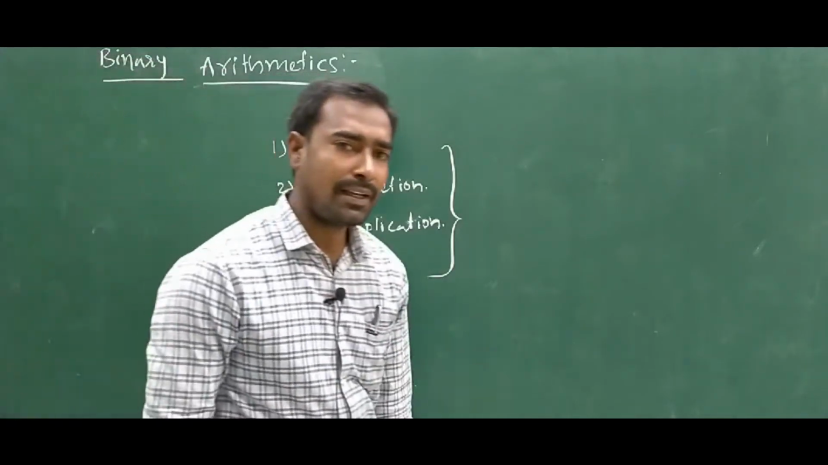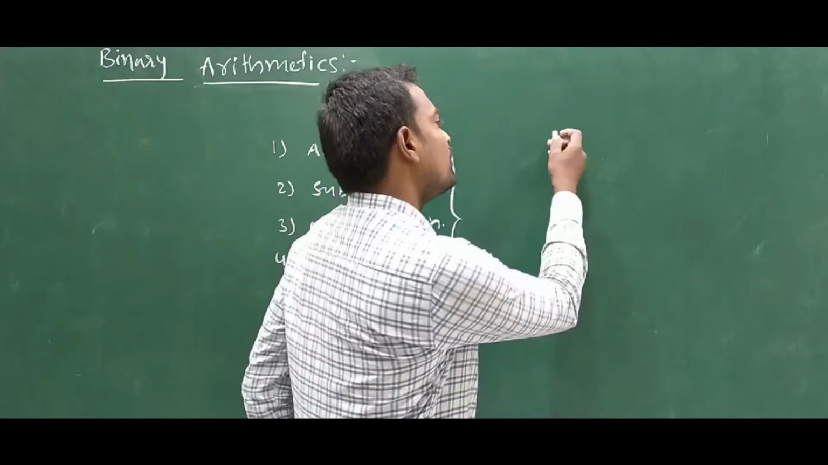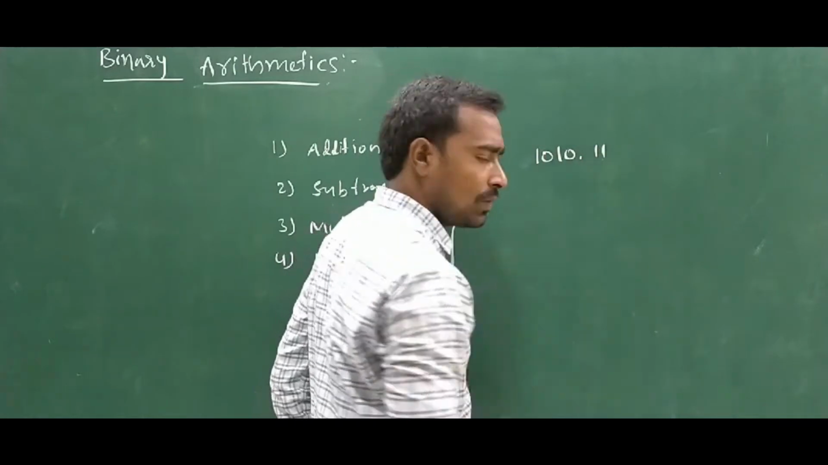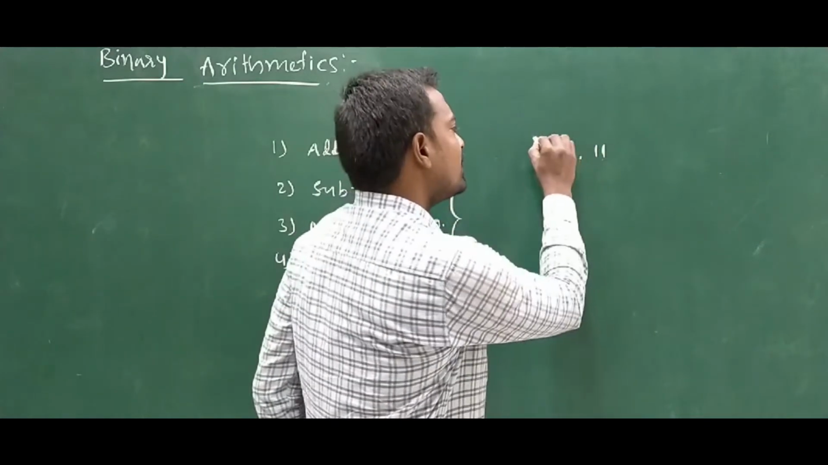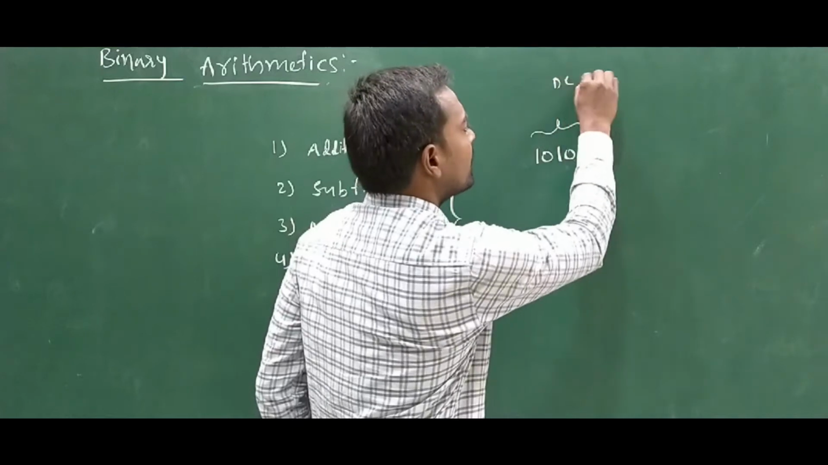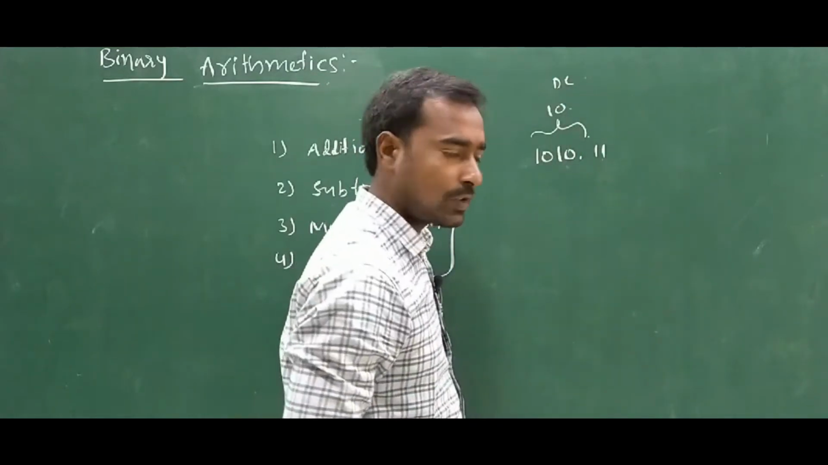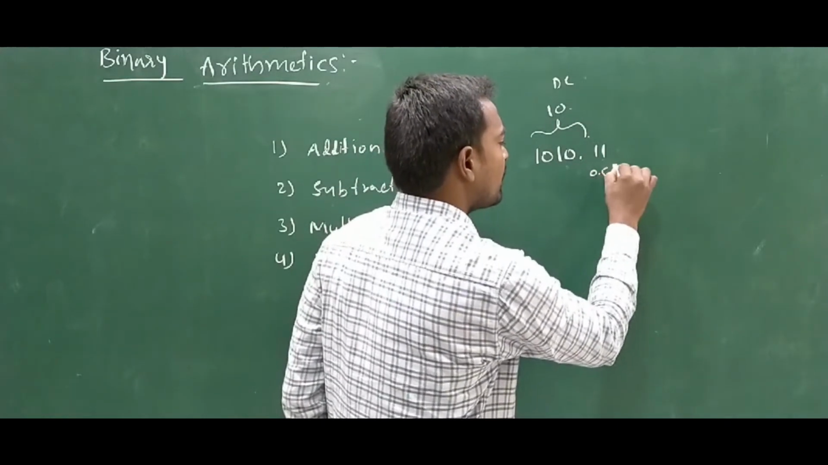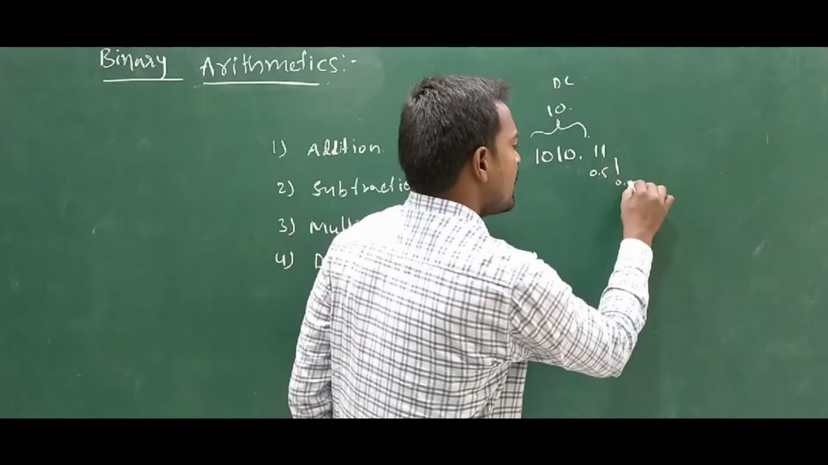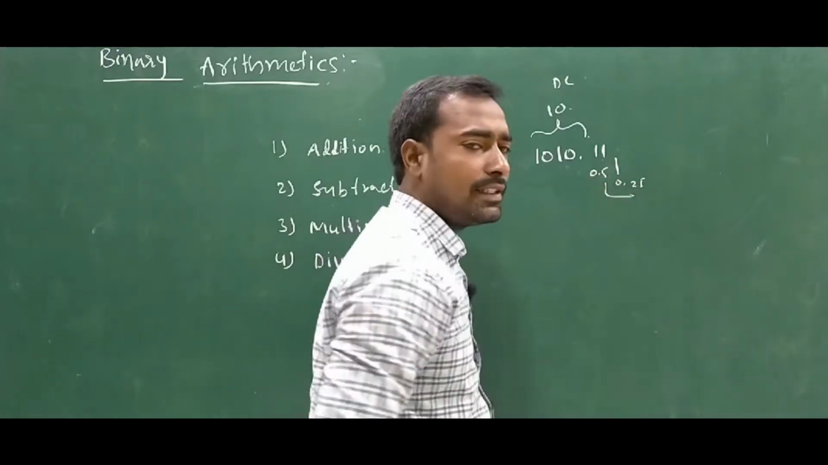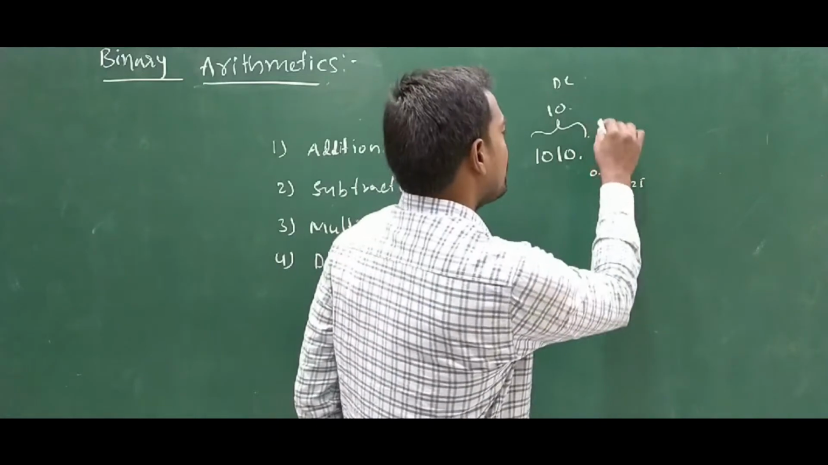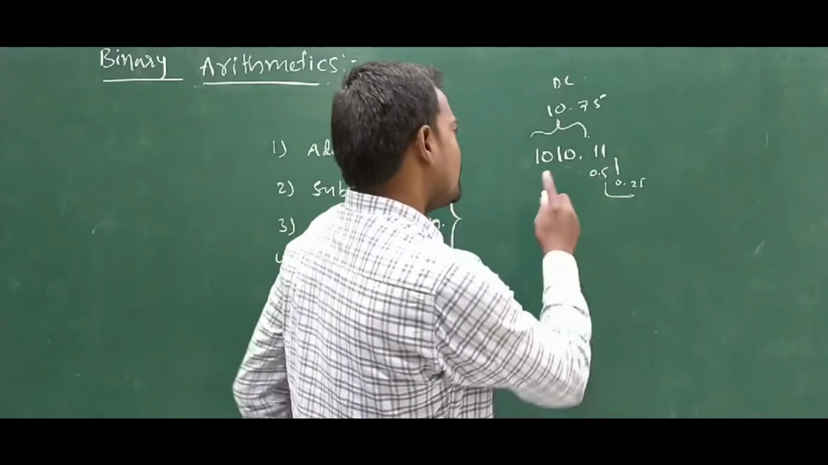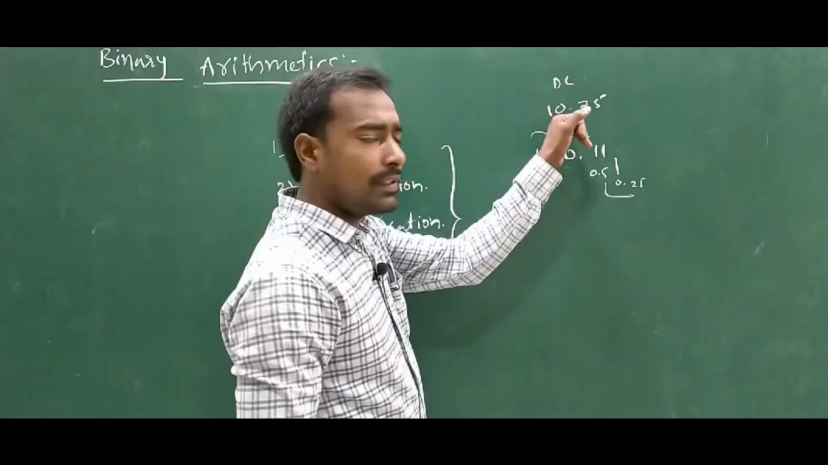Take it as a binary number. Here I am taking one example for the binary number, that is 1010.11. The 1010 is equal to the decimal value 10, and this fraction value indicates 0.5 and this is 0.25, and when we add these two, we will get 0.75. So this is the equivalent decimal value.